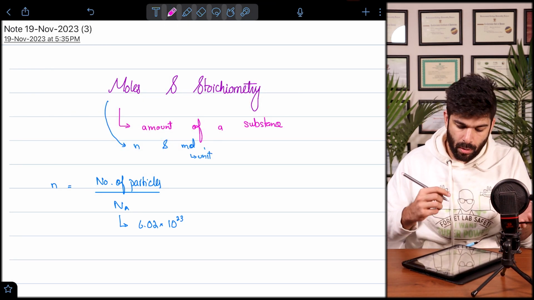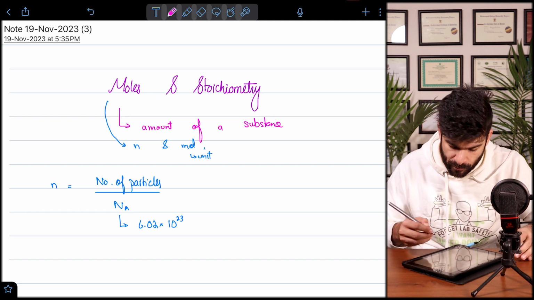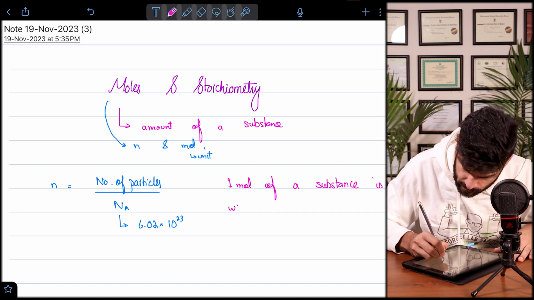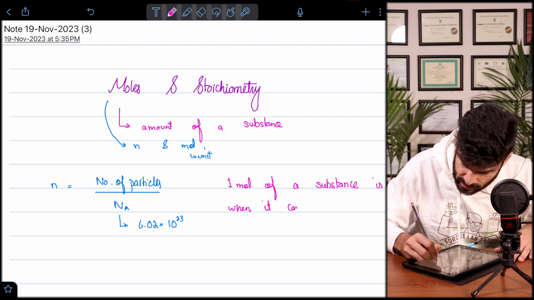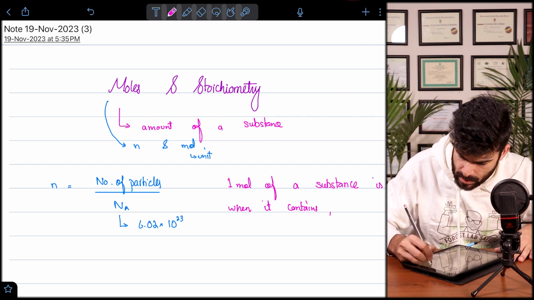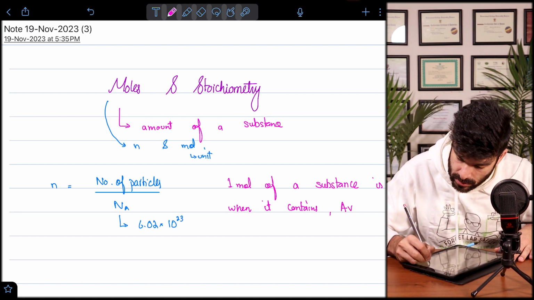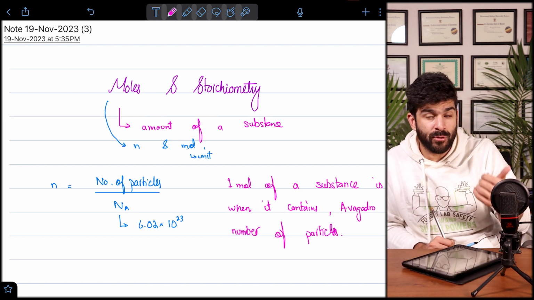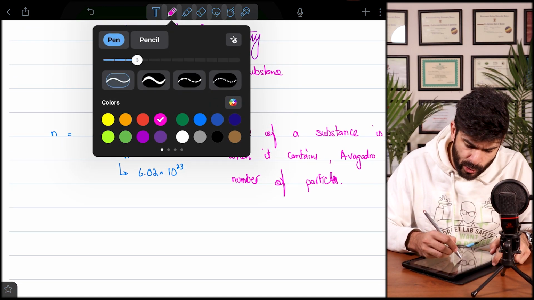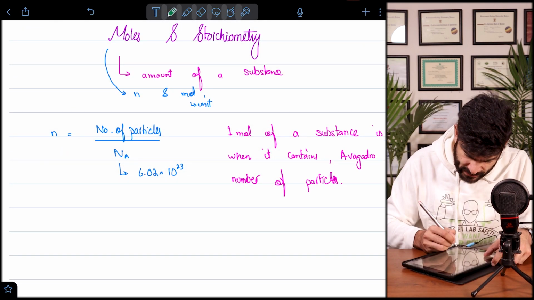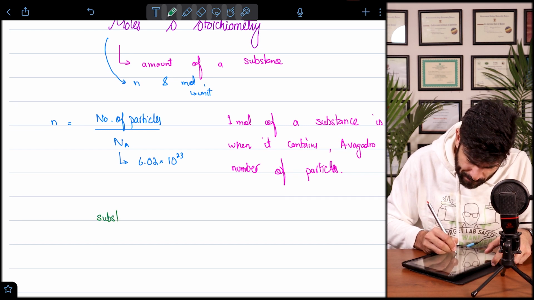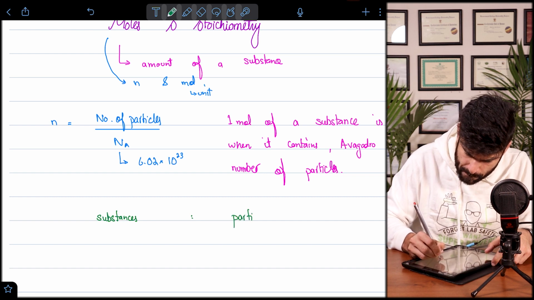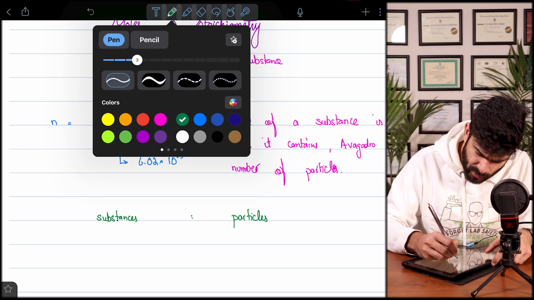So we can say that there is another definition of moles: 1 mole of a substance is when it contains Avogadro's number of particles. In chemistry, we don't normally use the term substance, but there is a reason. Substance and particles can be dealt with in different ways. We will be solving questions for them.